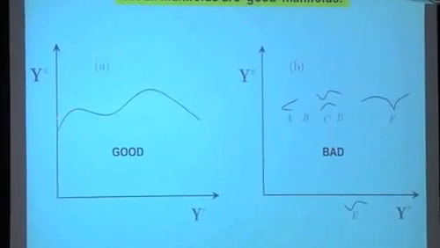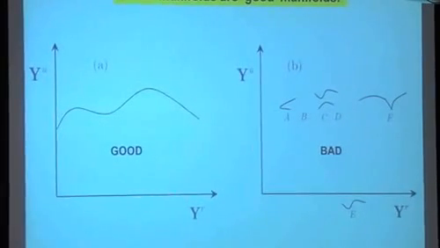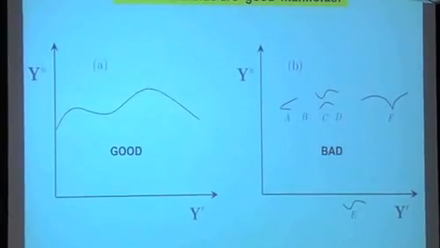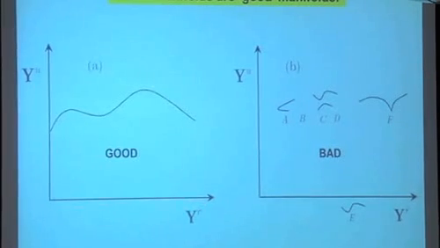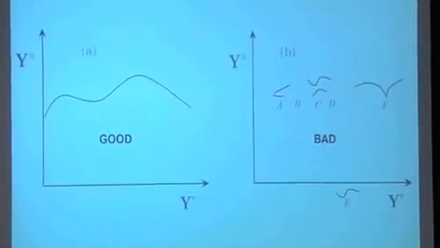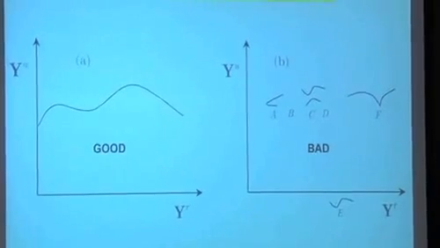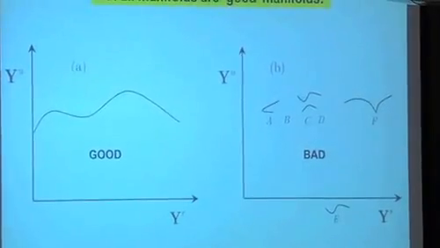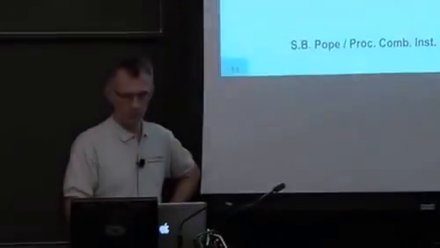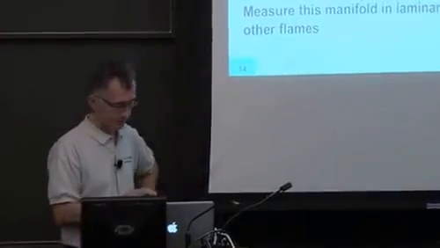In practice, it's not that easy, because a manifold means basically that you should be able to tabulate everything as a function of an advanced progress variable, or a mixture fraction, or some chemical variable. And so you cannot have manifolds with shapes like this one or that one. So choosing which quantities can be used to build a manifold is a problem. Let me give you some simple examples.